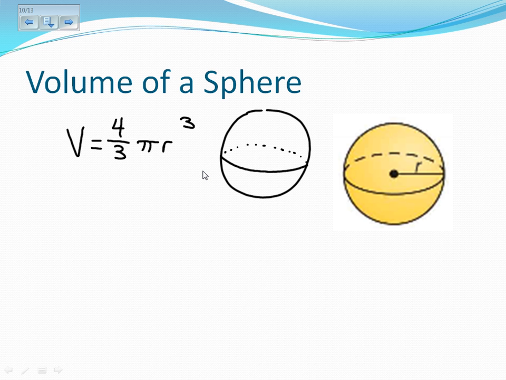Isn't pi what? Pi is not a unit. Pi is unitless, so there are no units on pi. It's not like pi inches, pi centimeters, it's just pi. Pi is defined as the ratio of the circumference to the diameter, so pi is circumference over diameter. Circumference is inches, diameter is inches, inches over inches, they cancel each other out. Feet over feet, cancel. Meters over meters, cancel. So pi will never have a unit. So this is your formula for the volume of the sphere.